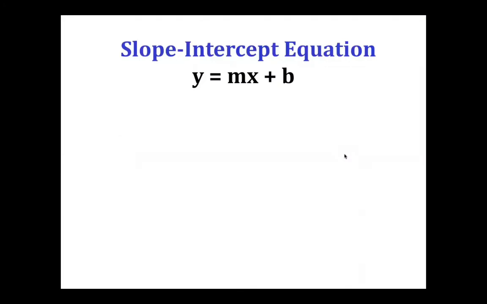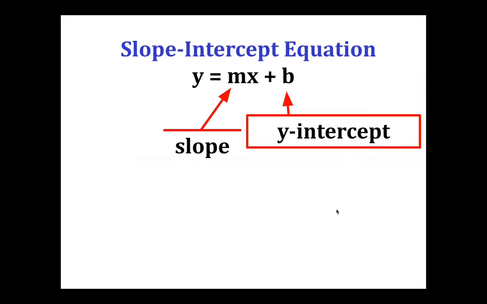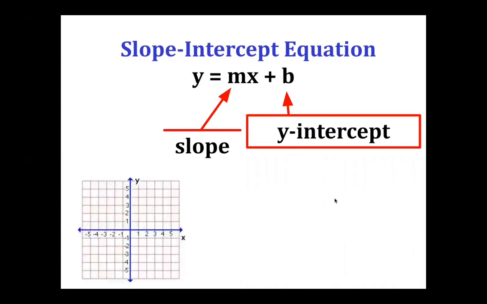So this is the slope-intercept equation, and this is how you always want your equation to look whenever you're trying to graph using slope-intercept form. So it is y equals mx plus b, with m representing your slope and b representing your y-intercept. So recall from 2.2, slope is the steepness of the line, and your y-intercept is where your line is going to intersect with the y-axis.